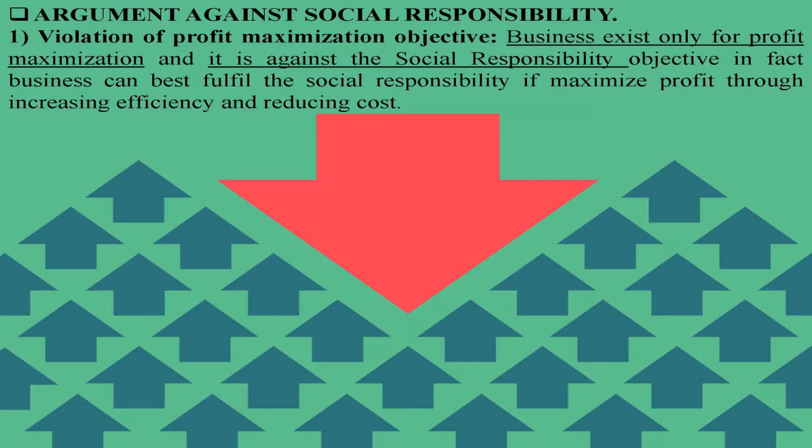Violation of the profit maximization objective. Business exists only for profit maximization and it is against the social responsibility objective. In fact, business can best fulfill social responsibility through maximum profit by increasing efficiency and reducing cost. In other words, business exists for making profit, but in social responsibility we need to serve society and have a good relationship with the consumers. In order to do that, we need to maximize profit by increasing efficiency and reducing cost.